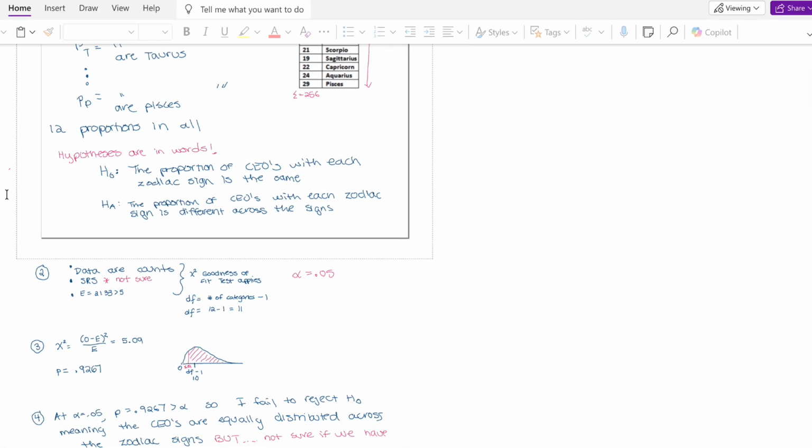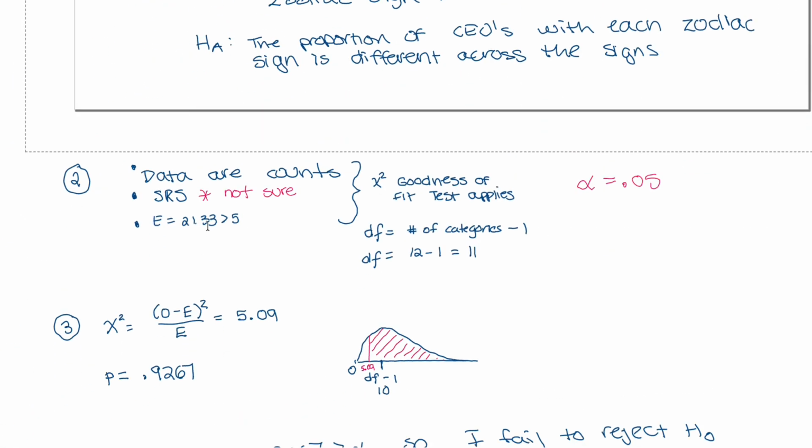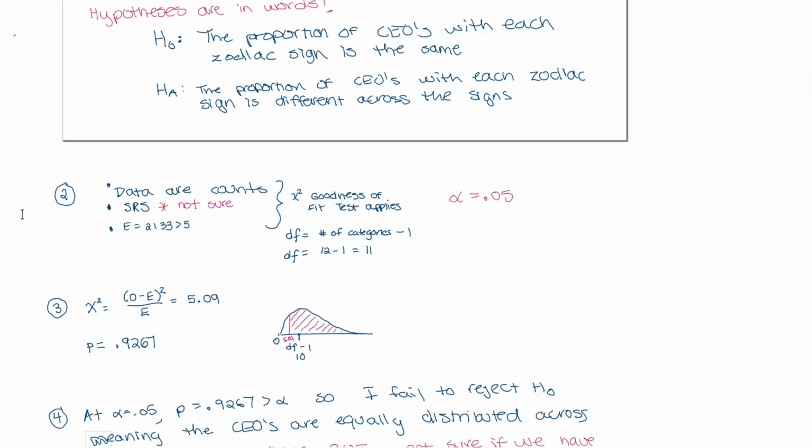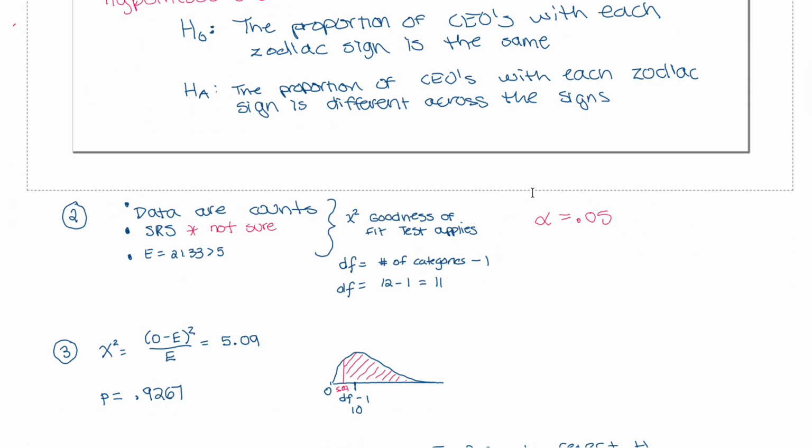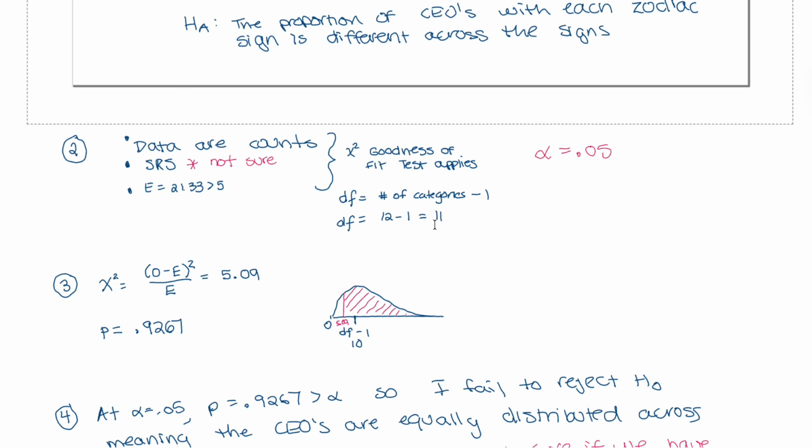After we get that, we justify whether it's greater than 5 or not. Since it is, our chi-square goodness of fit test applies. In some parts of your procedure, you're going to write the degrees of freedom and alpha. I suggest you write it in step 2. The degrees of freedom is the number of categories minus 1. How many categories do we have? We have 12. Therefore, 12 minus 1 gives us 11. The alpha, we just picked a number right here, which is 0.05.